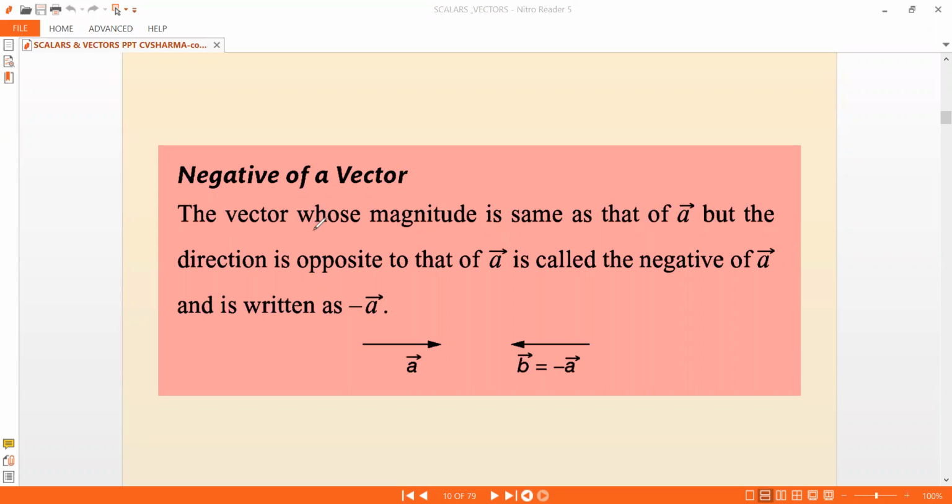What is the negative of a vector? This is like notes. You can pause the video and note it down. Absolutely, there should not be any problem. So what is the negative of a vector? The negative of a vector is given by this.